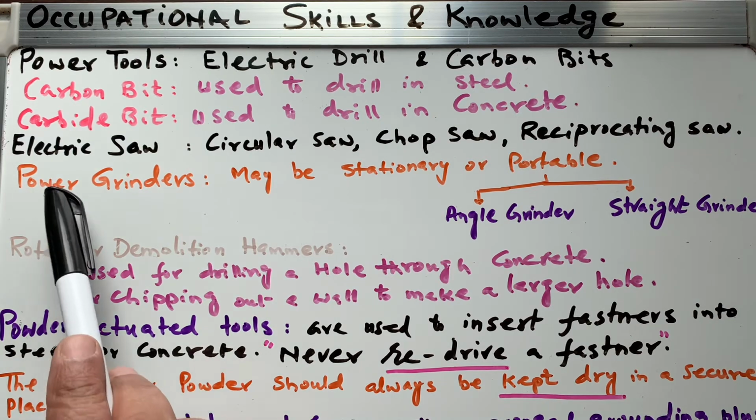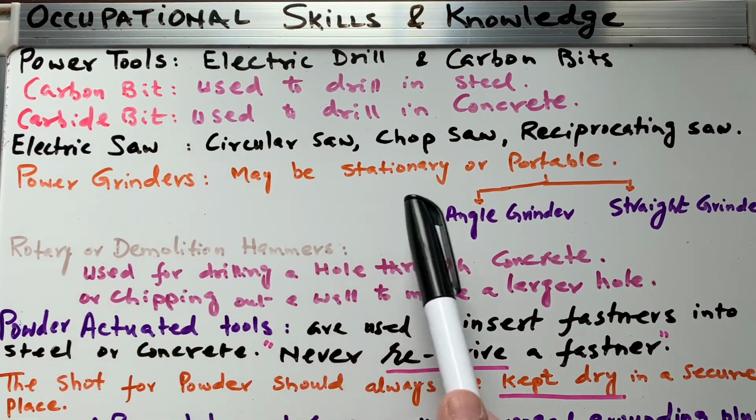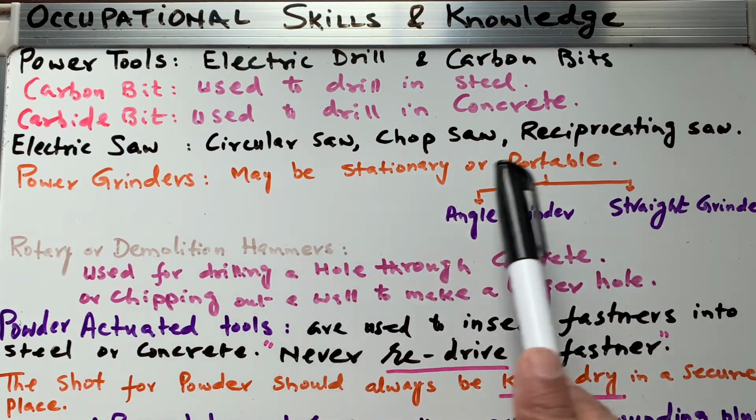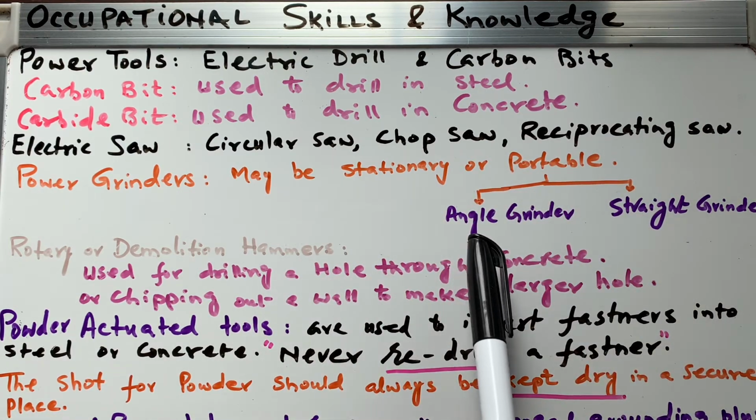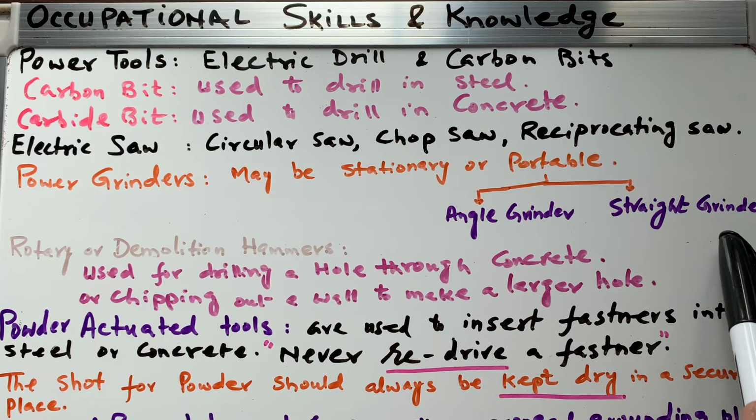Then the third one is power grinders, which may be stationary or portable, right? I have two types of them: angle grinder or straight grinder. Power grinders are used to cut metal, or we can smooth out or polish the surfaces with the help of the power grinder, right? So they may be angle grinders or straight grinders. Two types, right?